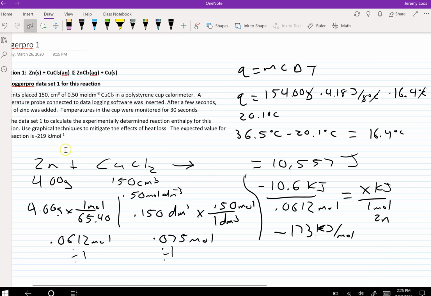So we're still pretty significantly far off from the expected value that we have up here of negative 219. We're less off than we would have been if we had not used this technique to mitigate some of the heat loss. So there could be a variety of other experimental errors happening here. To be honest, I kind of fudged those numbers in that thing that we saw there. IB claims that this technique works.